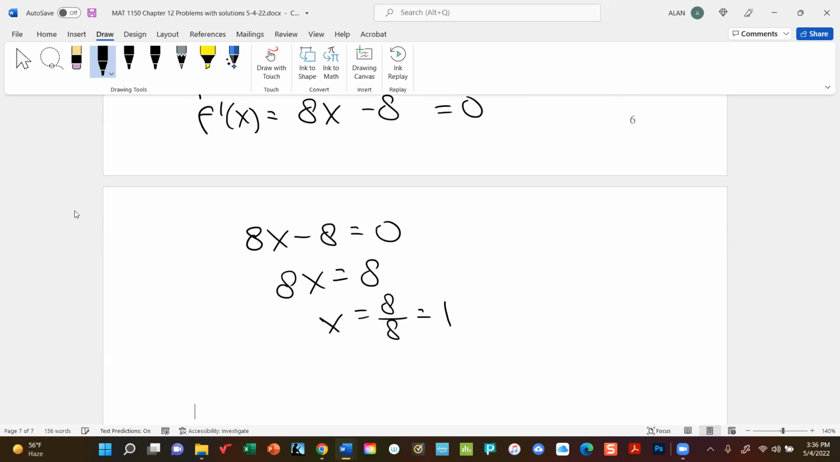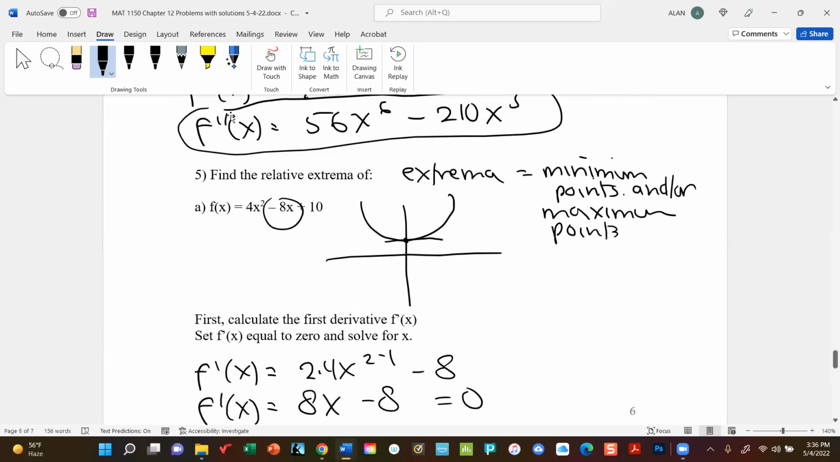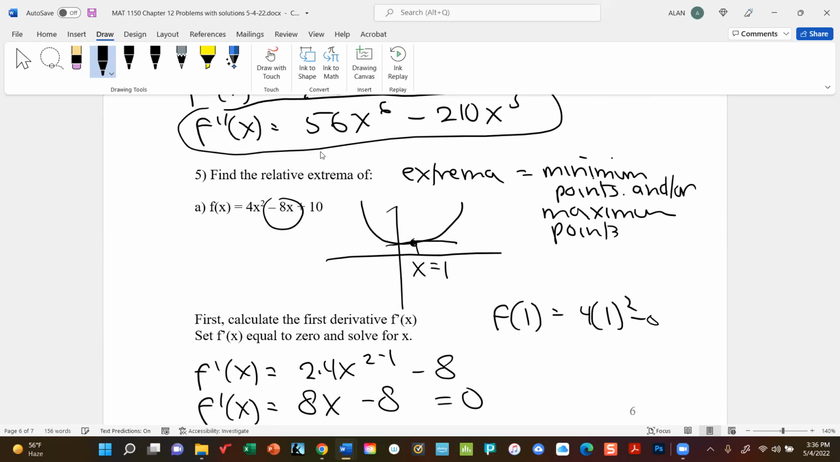So what that means then is the point here, although this isn't drawn exactly right, let me try that again. X is 1. Now, if you want to know what y is, or f of x, plug that number back into the original function. You'll have 4 times 1 squared minus 8 times 1 plus 10, equals 4 minus 8 plus 10, which is 6. So that means x is 1 and y is 6.